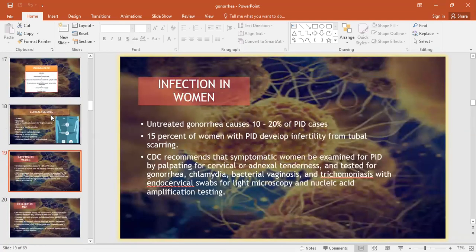In females, untreated gonorrhea causes 10 to 20% of pelvic inflammatory disease. 15% of women with PID develop infertility from tubal scarring. CDC recommends that symptomatic women should be examined for PID by palpating for cervical or adnexal tenderness and tested for chlamydia, gonorrhea, bacterial vaginosis, and trichomoniasis with endocervical swabs for light microscopy and nucleic acid amplification testing.